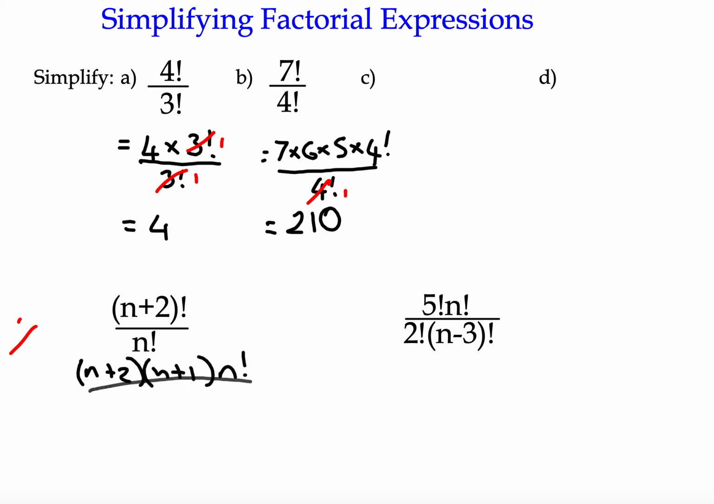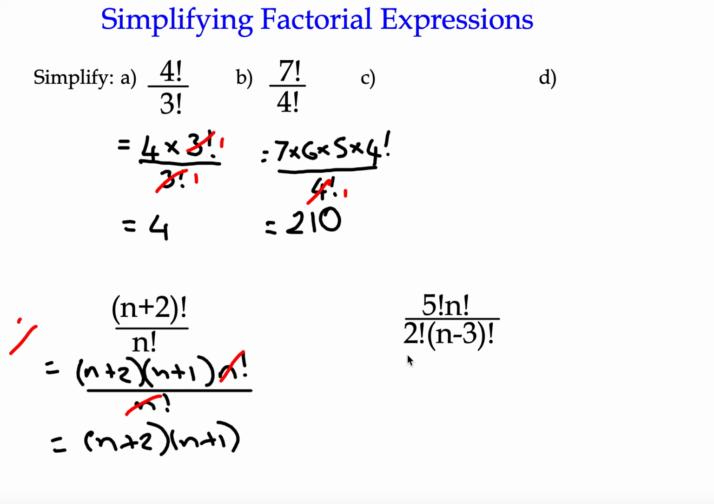Sorry for that horrible line. In fact, in case I get hauled up by my students, I'm going to draw a line. There we go. I have to be seen to be practicing what I preach. And we're going to do n factorial. We're then going to divide through by n factorial, and we end up with just what's on the top there, n plus 2 times n plus 1, which I could multiply out, but I'm not going to just now. There's your answer.